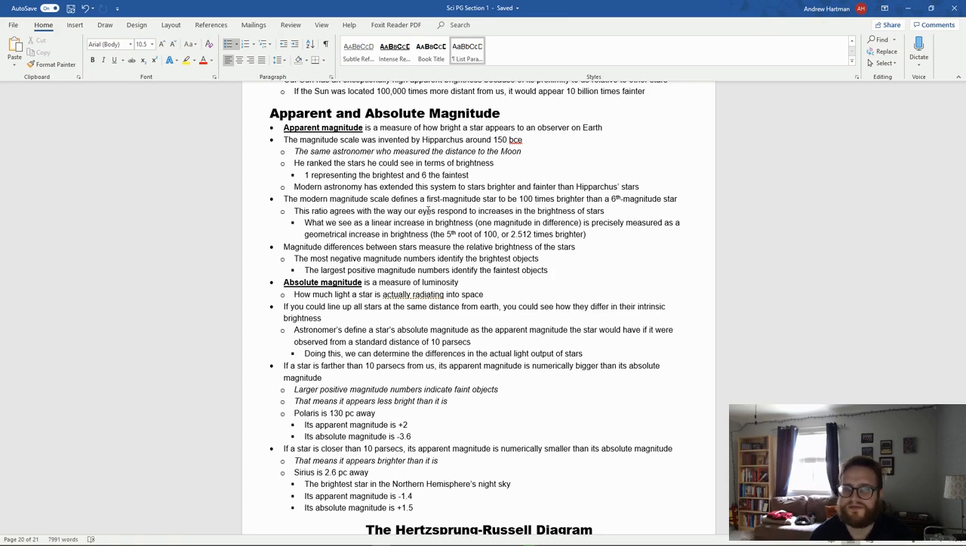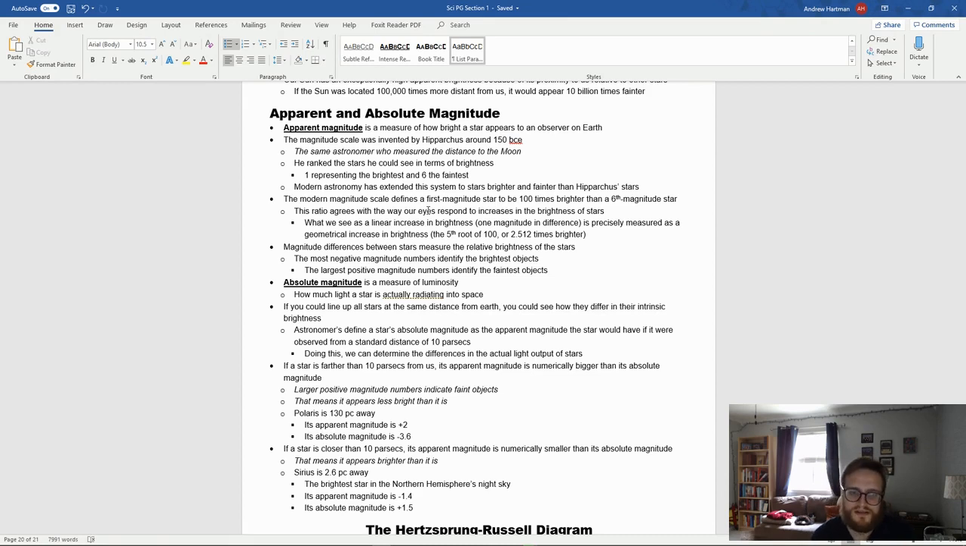So magnitude differences between stars measure the relative brightness of the stars. The most negative numbers identify the brightest objects, whereas the largest positive magnitude numbers identify the faintest objects. I'm still not sure exactly why this is. You just need to know that the more negative, the brighter; the more positive, the dimmer. It's opposite, right? I'm sure I missed something in this explanation, or there's just more we need to understand there. But they're just telling us here that the more negative it gets, the brighter it is, and the more positive it gets, the less bright it is, right?